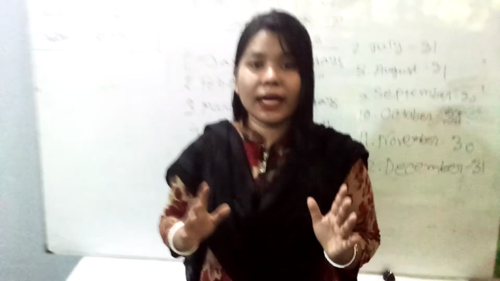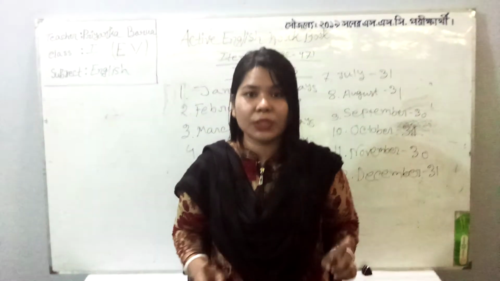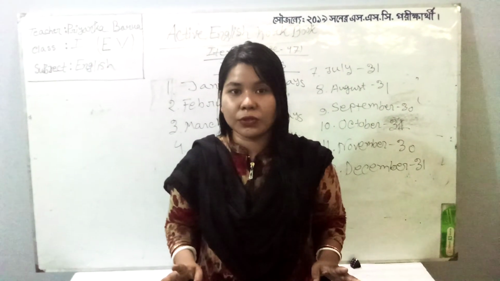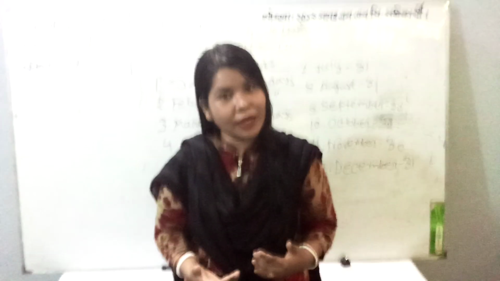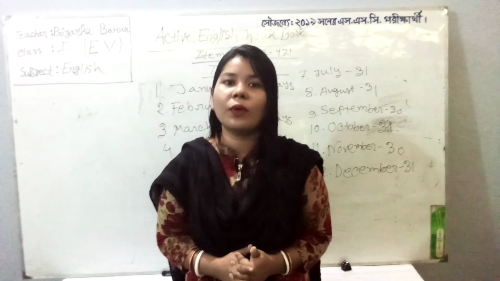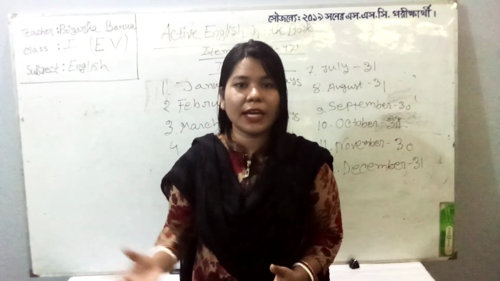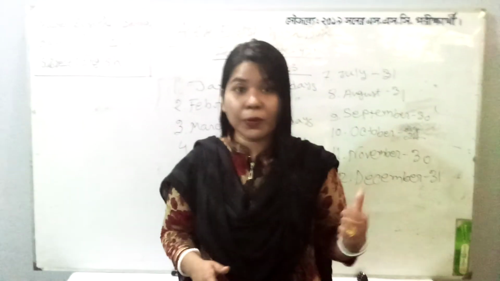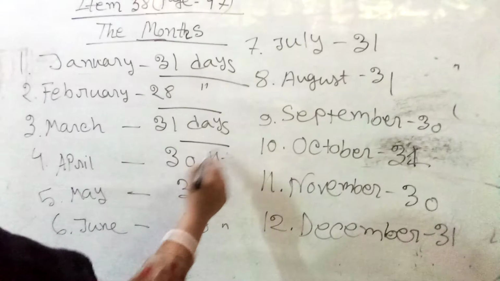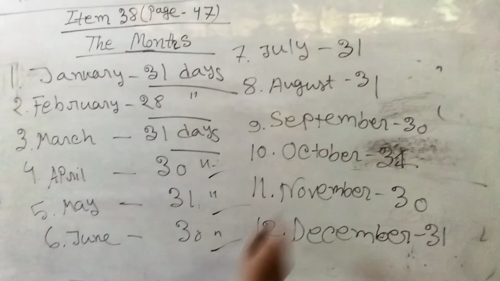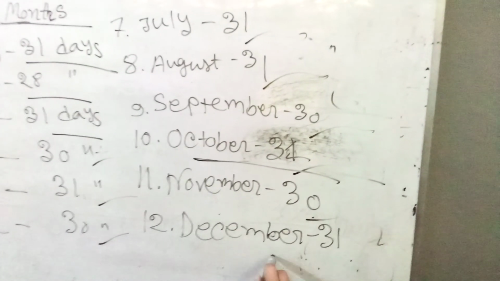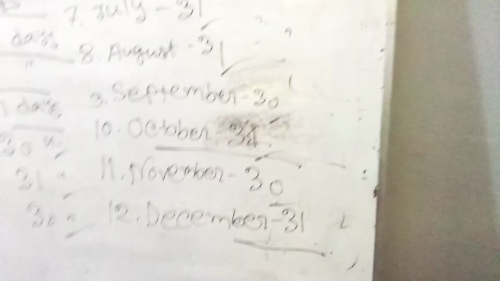So again, starting with January 31, February is not, then March is 31, April is not, May is 31, June is not, then July is 31, and August is also 31, September is not, October is 31, November is not, and the last month, December, is of course about 31 days, because we celebrate the 31st night at the very last day of a year. So let us have a look at the board. I have already mentioned the days. January is 31 days, February is 28 days, March is 31 days, April 30 days, May 31 days, June 30 days, July 31, August 31, September 30, October 31, November 30, and December 31.